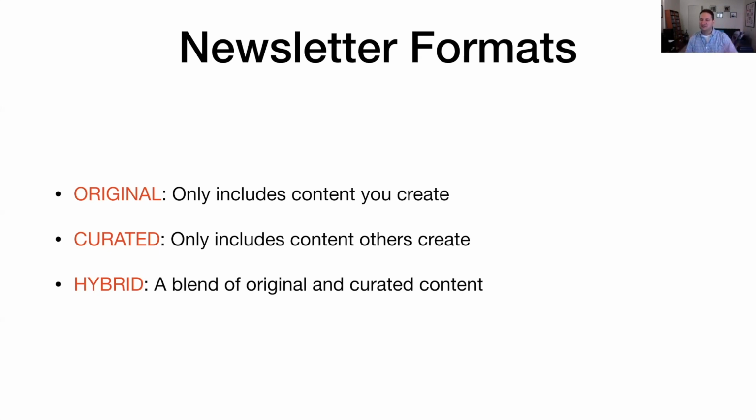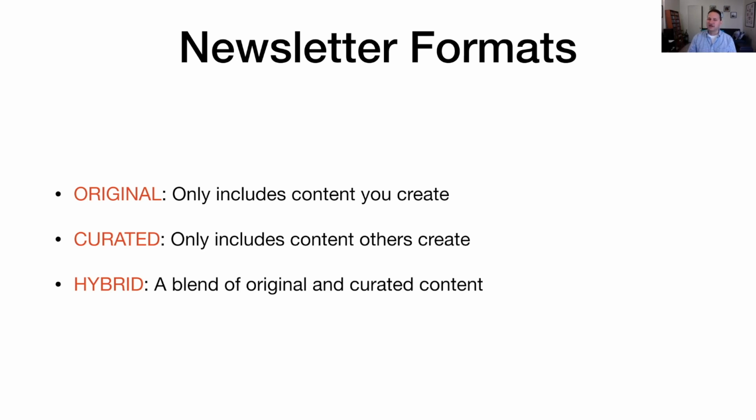An original format basically means everything you send in your newsletter is content you create, right? Even if you're linking to videos or blog posts or articles or podcasts or whatever it is, everything that's going in there is something that you created. Curated is sort of the opposite of that. So yes, you're writing the newsletter, but the content that you're featuring was created by someone else, right? You're curating the best stuff that's out there. Here's an article this person wrote. Here's a video this person posted. And then hybrid is a blend of the two.